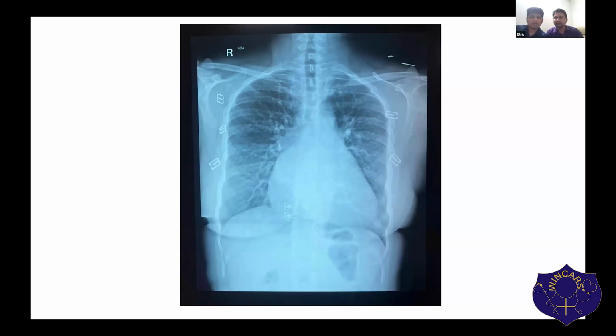What are the structures that you're seeing? Can you show with the pointer? No. Okay. So from above down, what are you seeing? Left heart border. It's difficult. You just tell what are the findings.